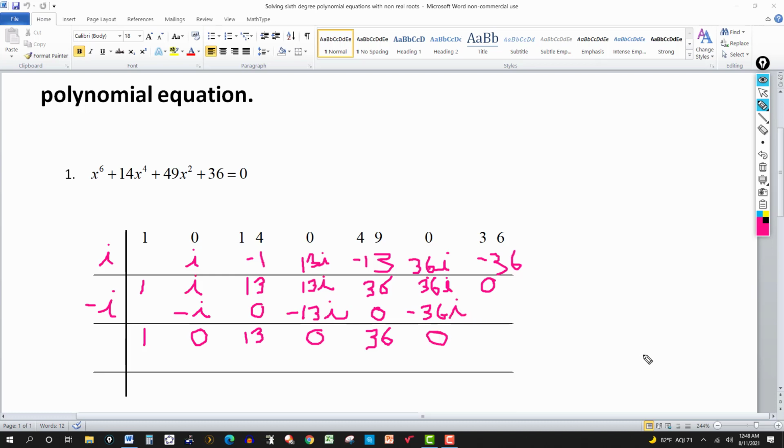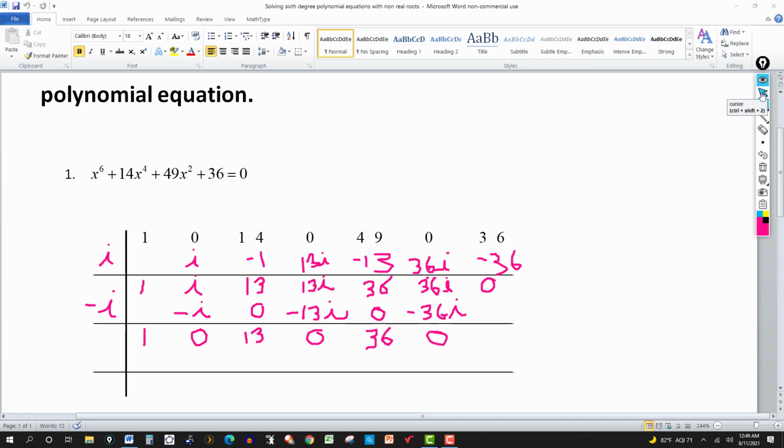So far I know that i, the imaginary number i, is a solution, and also negative i is a solution of that equation. Okay, remember we expect 6. We have 2 right there. Now I could continue with this method, and I would try, say, next 2i, and then negative 2i, or 3i, and then negative 3i.